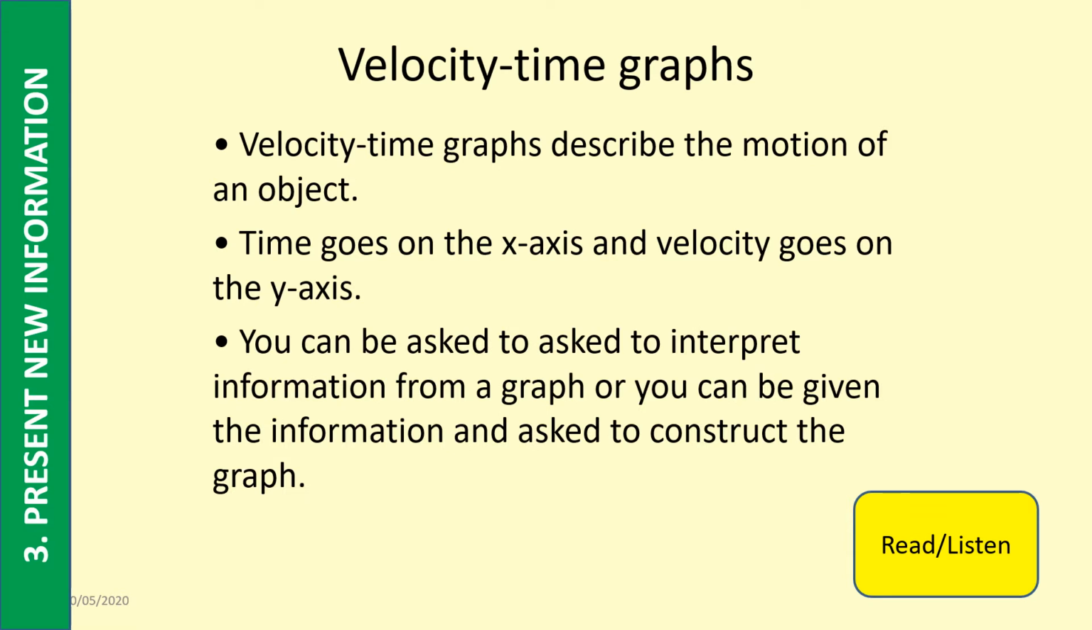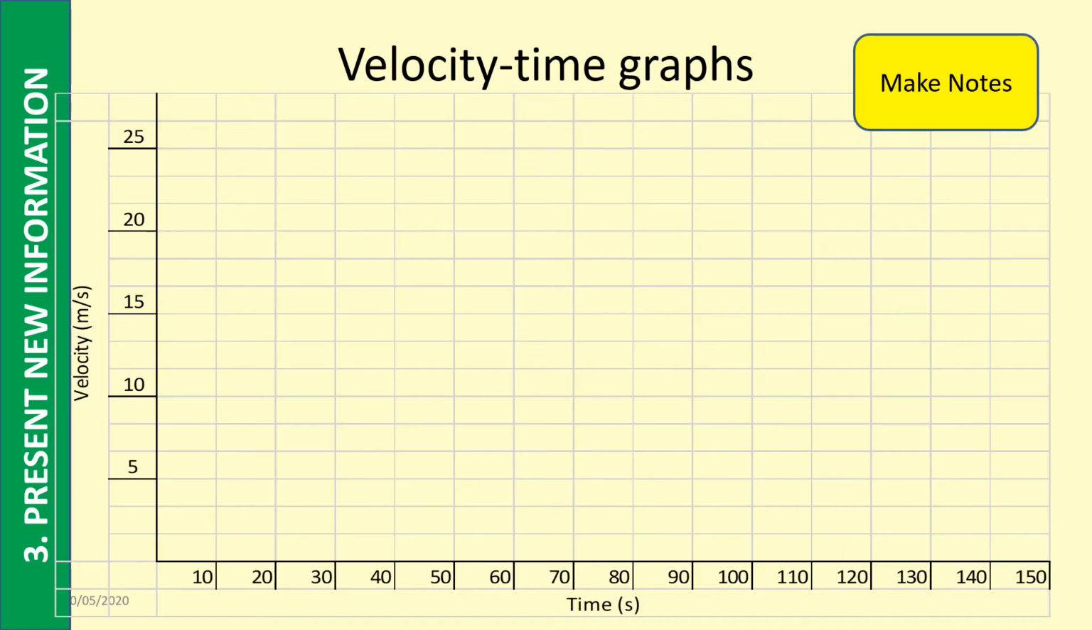Now, there are 2 ways you can be asked to work with this kind of graph. You can be given a graph and you have to extract the information from it and describe the motion of the object. Or you can be given the motion of the object in written form and asked to construct the graph. So you need to be absolutely clear on what each part of the graph is showing. So let's have a look at a velocity time graph.